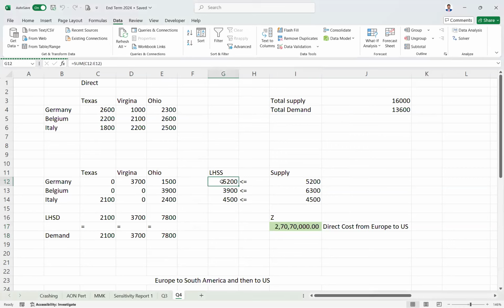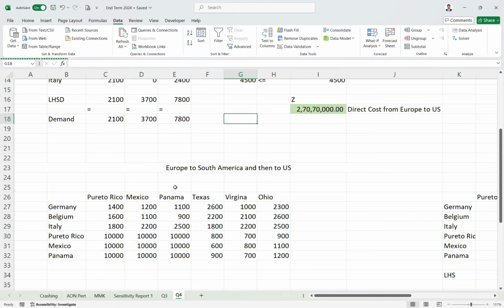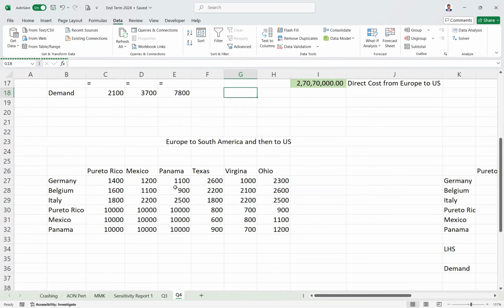See the supply. 5,200 completely utilized from Germany, 3,900 from Belgium, 4,500 here. But the entire demand is met. Whatever has to go to Texas, Virginia, Ohio is met. That you have to ensure. This is your total cost. But they asked us to find the optimal cost. So how do you find the optimal cost? You can send some units directly to US and you can send some units from Europe to South America and then South America to US. That is partial shipments, both Europe to US and then Europe to, excuse me, South America and then South America to US.